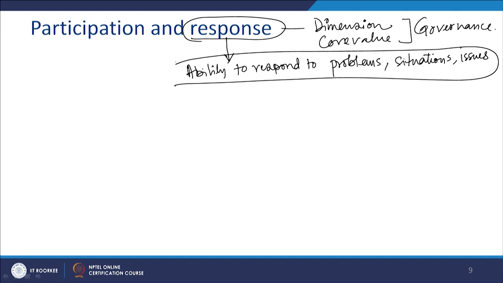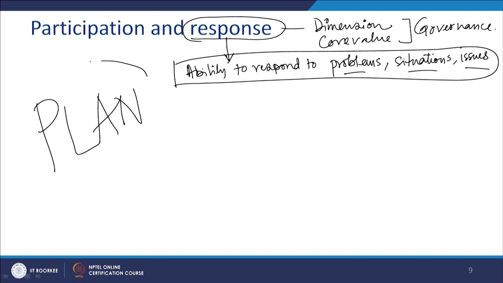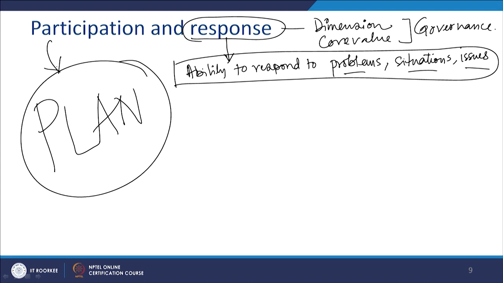So unless you know the cross section of your population, you cannot respond. And apart from this problem, situation and issues, we need to plan for urban local bodies for their future, and for this plan we need their participation. Why? Because unless we plan appropriately and adequately, which is proportional and compliant with their requirement and demand, the plan will not be successful.